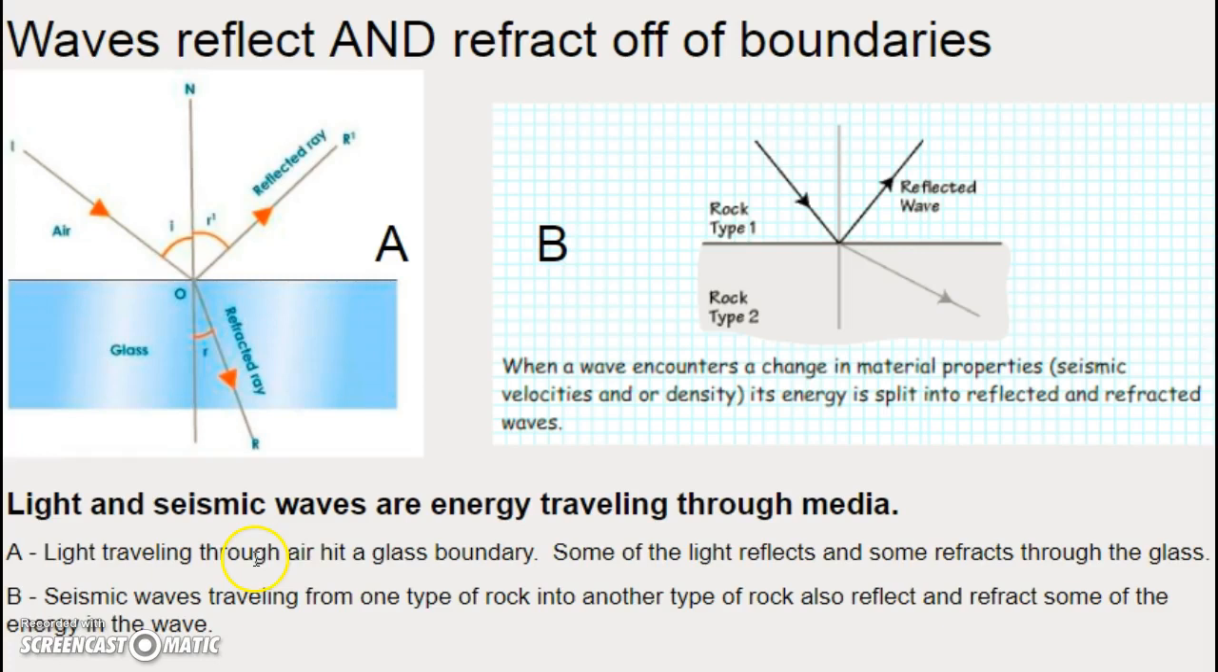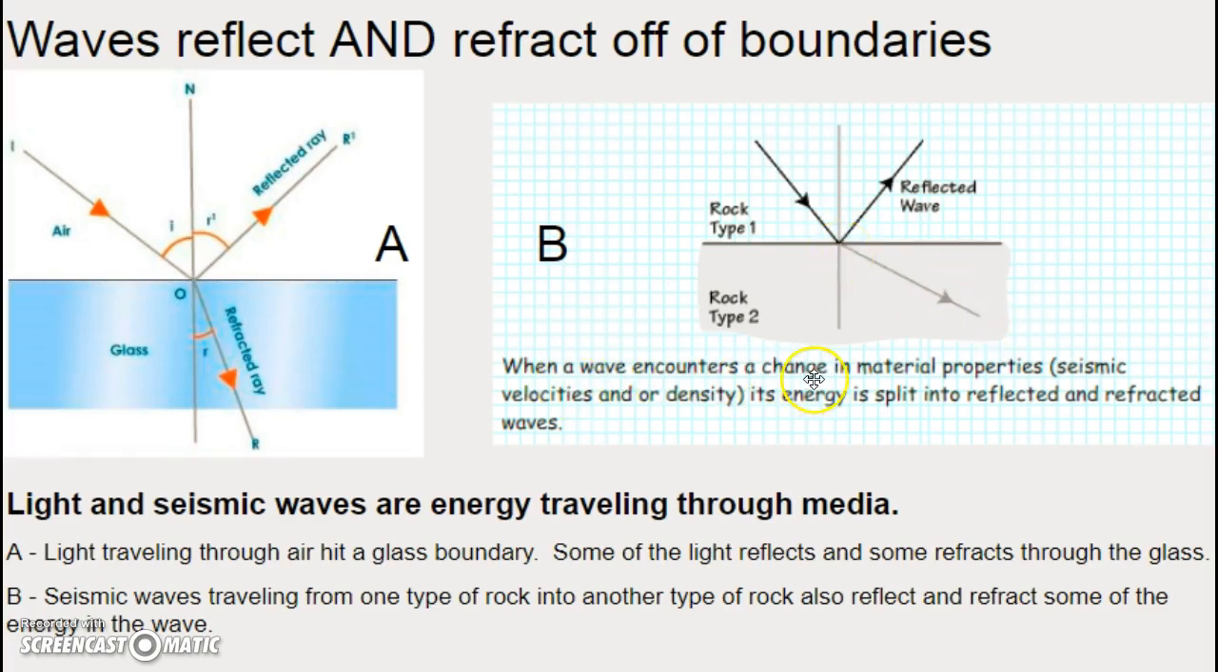So if I look at A, light traveling through air hits a glass boundary. Some of the light reflects and some of it refracts through the glass. When we say refracts, it simply bends. It's no longer traveling at the same angle, so it bends at a different angle. Whereas if I look at picture B, seismic waves traveling from one rock type into another rock type also reflect and refract some of the energy in the wave. So we can look at both P and S waves as they travel through the mantle. Some of this is going to reflect and some of it is going to refract.